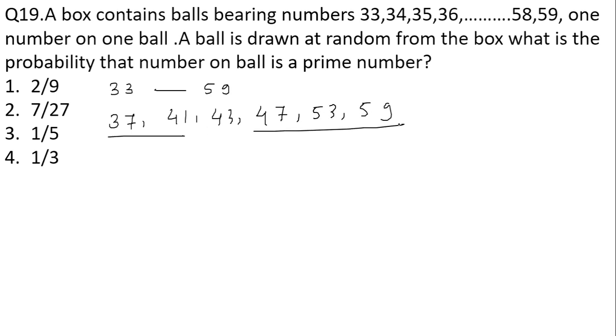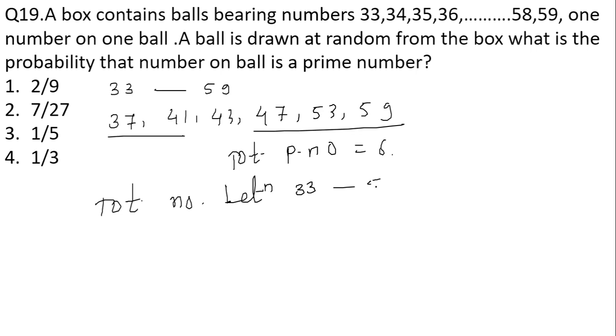Hence here we get a total of 6 prime numbers, right? So the total prime numbers is equal to 6. Now, how many numbers are there between 33 and 59? How to calculate this? Do 59 minus the number before 33, that is 32. This will give me 27. Hence, there are a total of 27 numbers between 33 and 59.